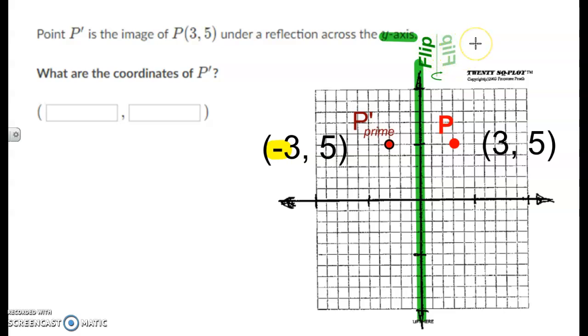All right, try the next two on your own. This is basically the introduction lesson to reflection.